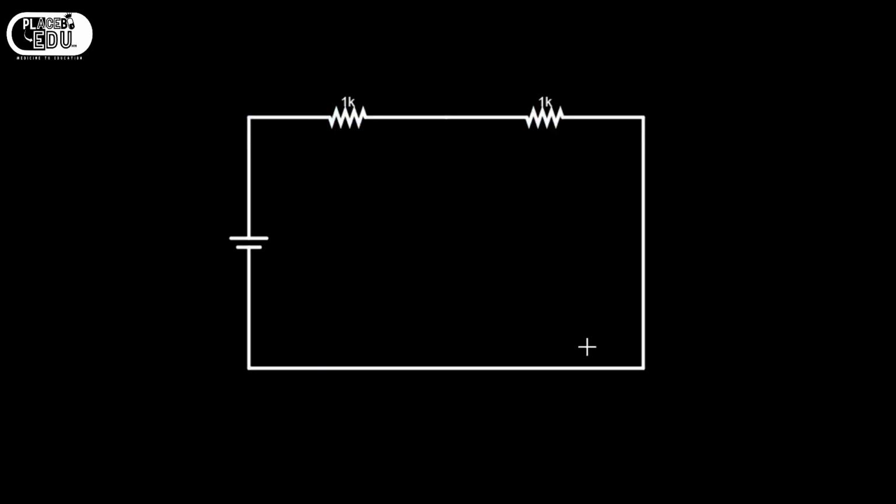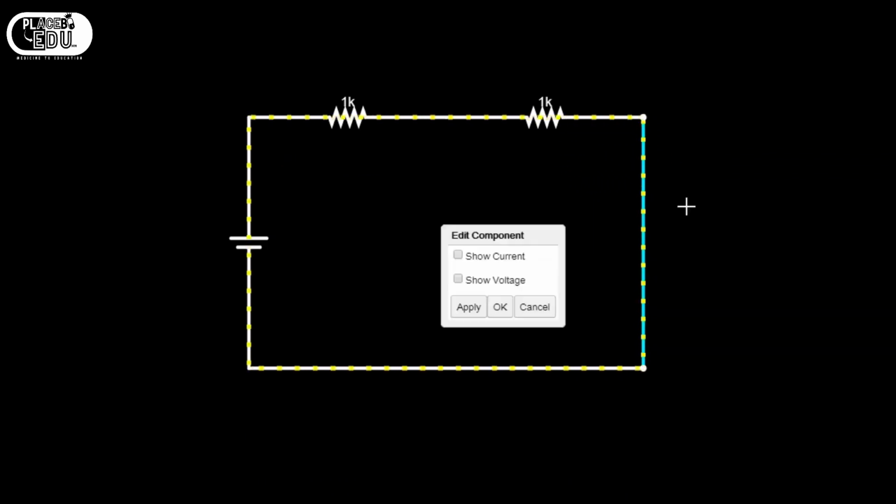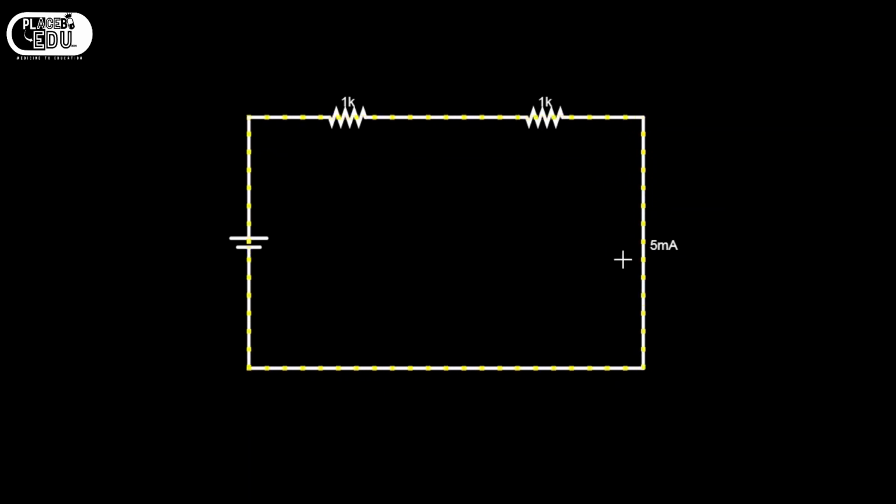Coming to the simulation, here I took 1k, 1k, and this one is 10 volts. The voltage is 10 volts and the two resistors are 1k and 1k. Now I'm going to simulate it. See, the yellow dotted line is seen in the diagram, which represents that the current is flowing. In order to know the value of current flowing through the circuit, I'm going to show you in this way. So 5 milliamperes is the current flowing through the circuit.